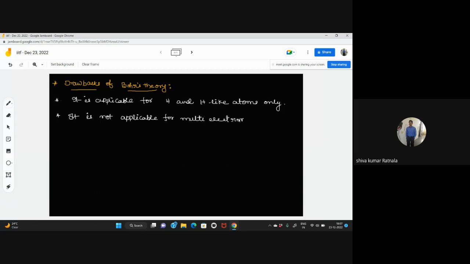It doesn't apply to multi-electron systems. And the next one: it doesn't explain the spectrum of multi-electron systems. I will tell you what a spectrum is.